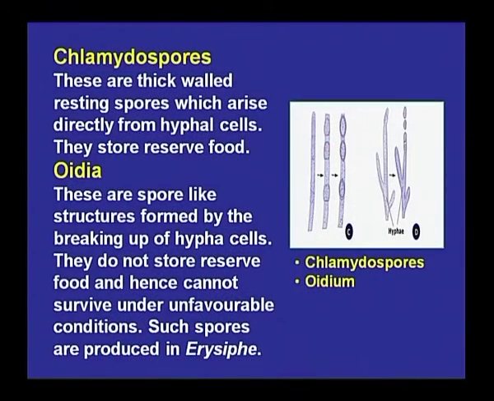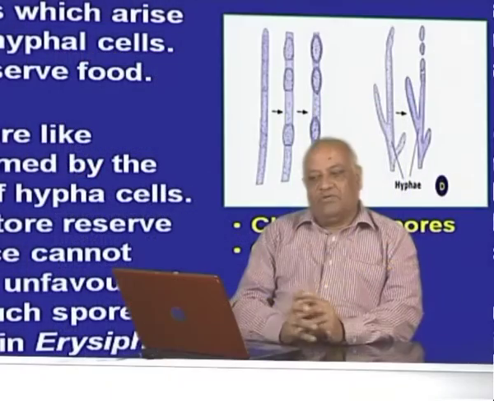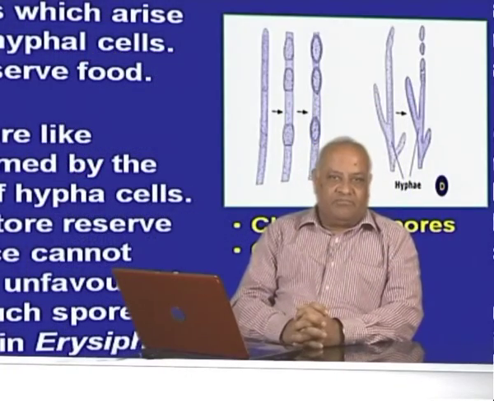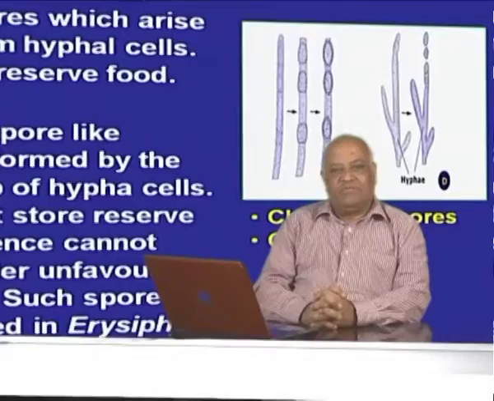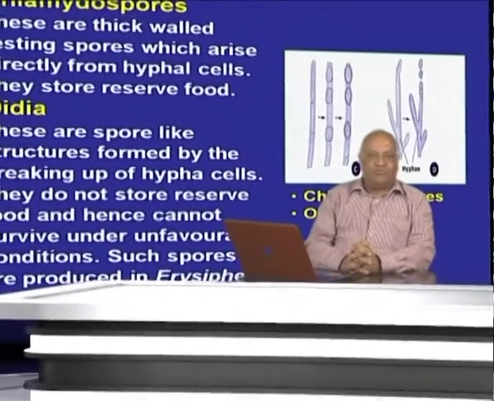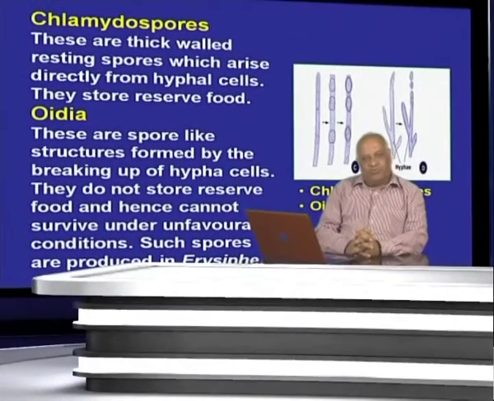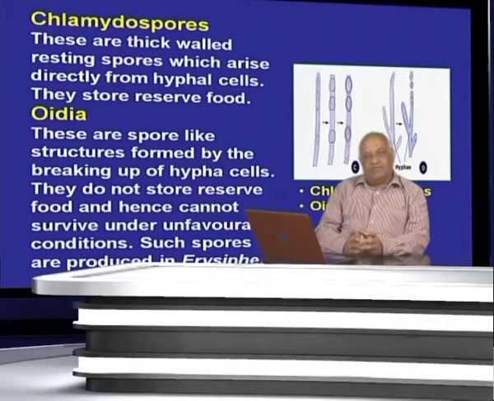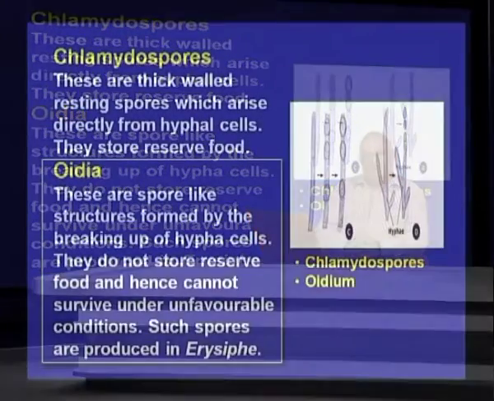Then there come the chlamydospores. These are thick-walled intercalary cells which are a type of resting spores, and they also conserve the food material within them. Therefore, under unfavorable situations, chlamydospores behave like resting spores for fungi, and on receiving favorable conditions, they again germinate to form the mycelium or hypha.